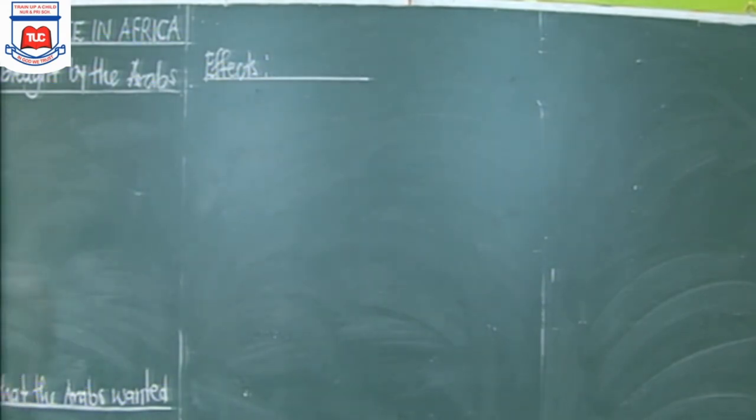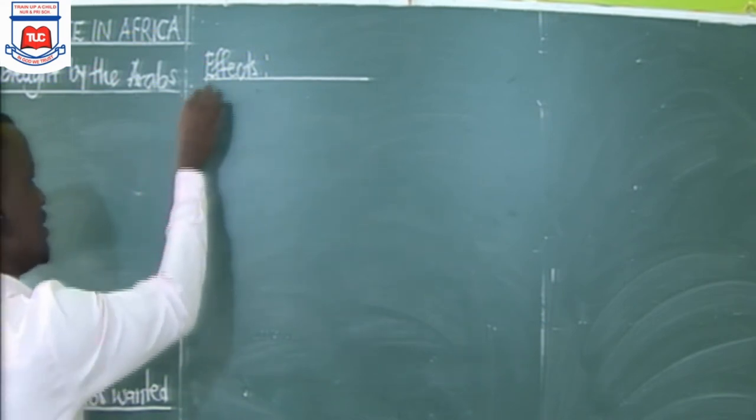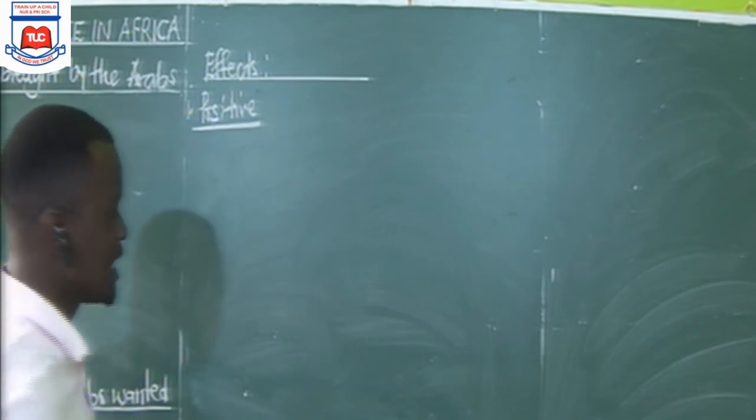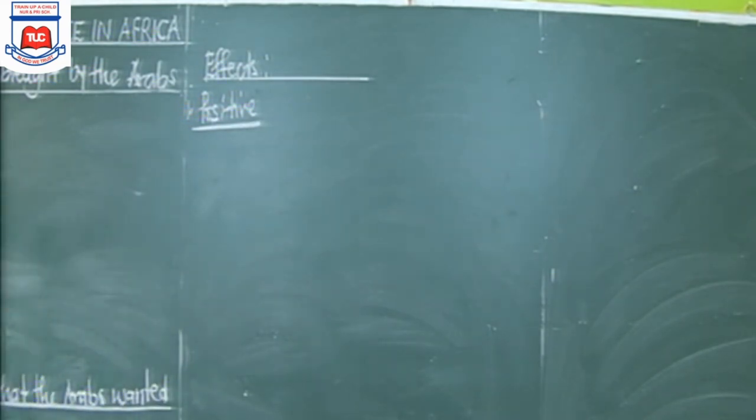We are going to look at the effects of the coming of the Arabs, and I said effects, we are going to have it in two. We shall be having what we call the positive effects, and then we shall also be able to look at the negative effects. Now, positive effects, we are looking at how the coming of the Arabs was advantageous, how it was good to the people of Africa.